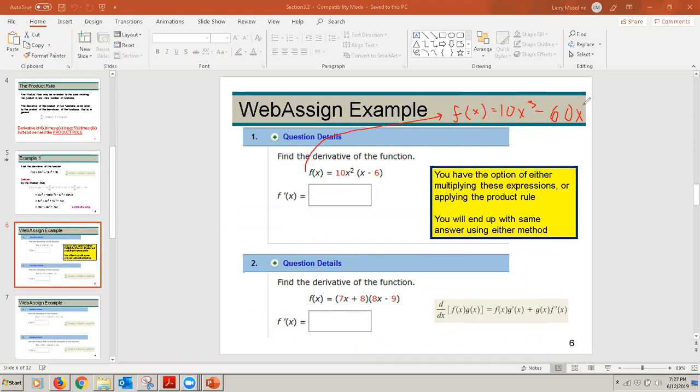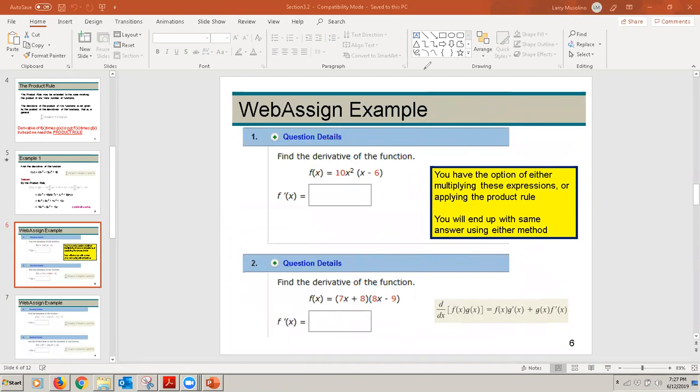Notice now the function is not a multiplication of two functions anymore. So now I could just take the derivative without using the product rule. So that's really up to you whether you want to simplify the function first to where you don't need to use the product rule. Well, for problem 2, I could do the same thing. I could multiply these two parentheses together and then take the derivative. And I would not need the product rule if I did it that way.